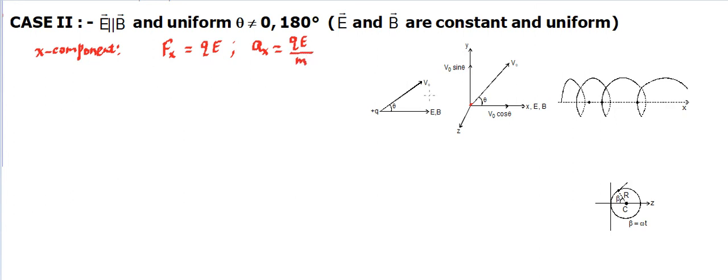And if it is released from rest, or maybe the problem says that it is being released, then the initial velocity is 0. This is what we are assuming, and mostly you will be given an initial velocity 0.